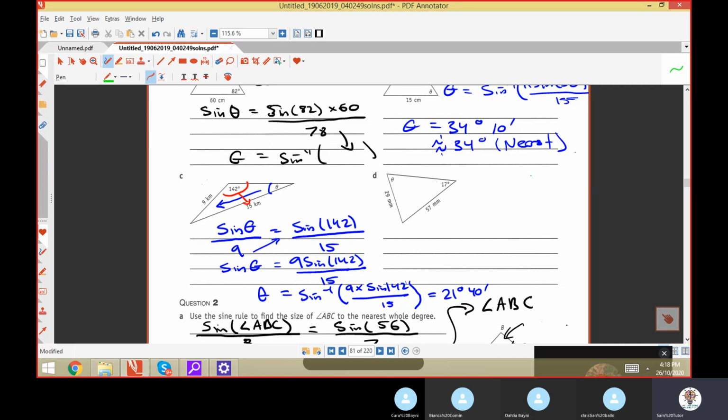So it's called sine rule because you're obviously using sine. You're not using any other trigonometric function. Does that make sense?